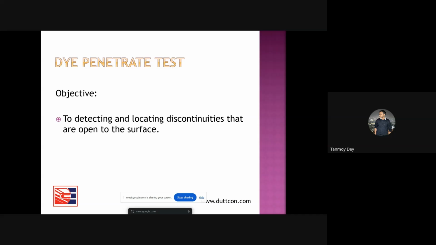But if the crack is well inside, in the subsurface, the dye penetrant test is not good enough to detect the crack. Understand? Only to detect surface cracks is the dye penetrant test good. This is for steel structure.